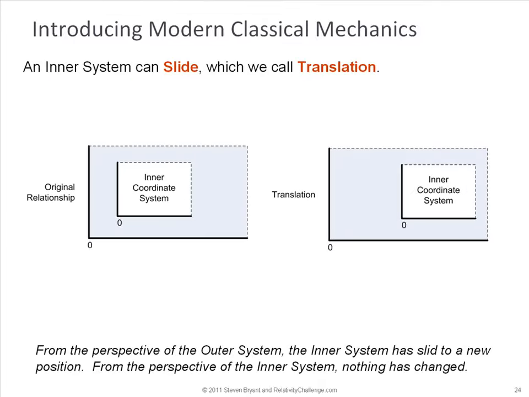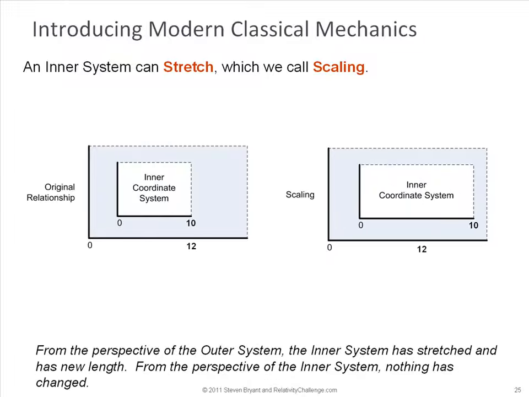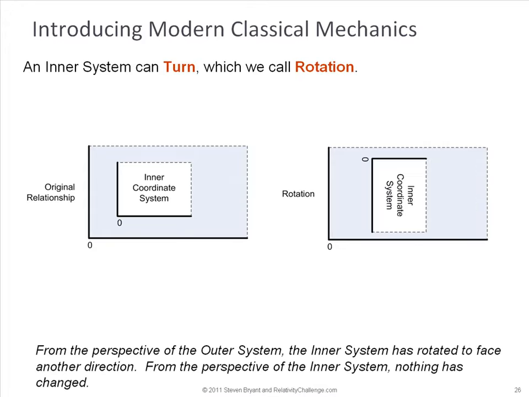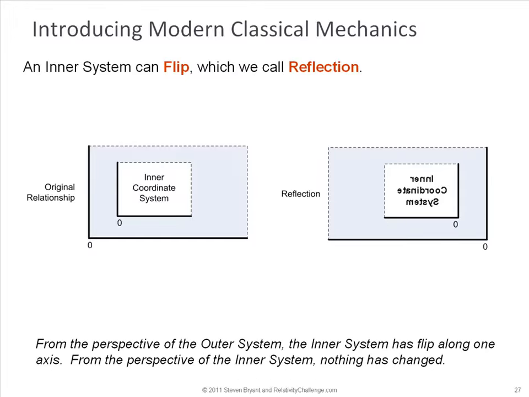And it can move in one of a number of different ways. One way is that it slides. You can slide it left, right, up, down. All of these slide type motions we call translation. We can also stretch it in much the same way you would stretch a rubber band or a slinky. We call this scaling. Third, you can turn it and point it in all sorts of different directions. We call this rotation. And fourth, you can flip it almost the same way that an image is flipped when looking in a mirror, and we call this reflection.